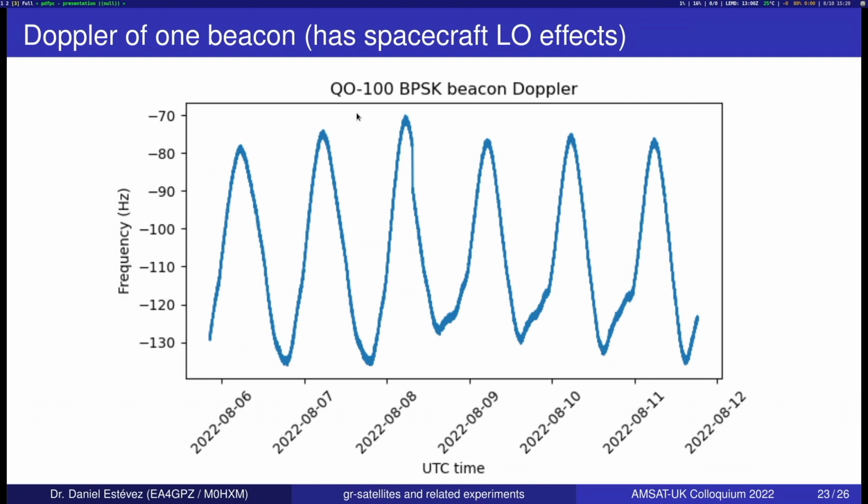But my point is, the spacecraft has a local oscillator, which is being used to convert from 2.4 uplink to 10 gigahertz downlink. And if the local oscillator of the spacecraft moves, then the signal you receive will also move. So all these ugly things in the evening are the spacecraft local oscillator moving. If we want to use this to understand the satellite orbit, it's not very good because we have this contamination by the spacecraft local oscillator effects.